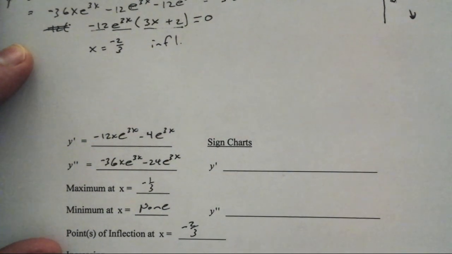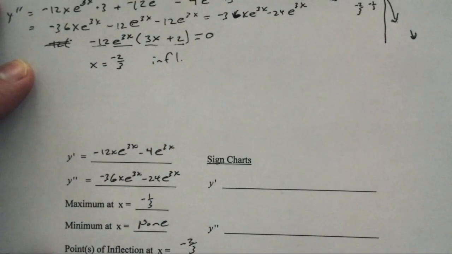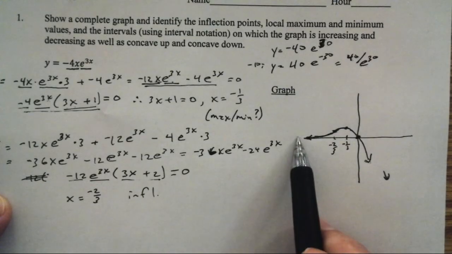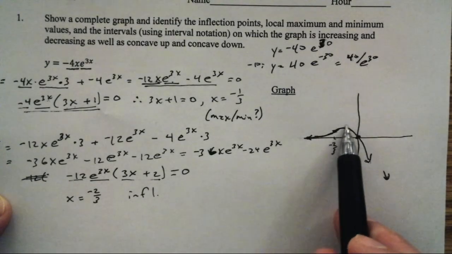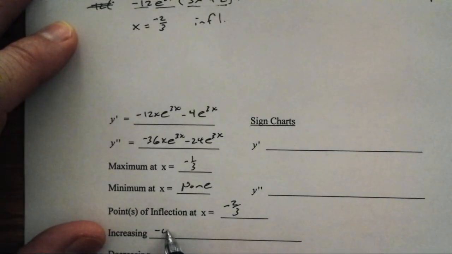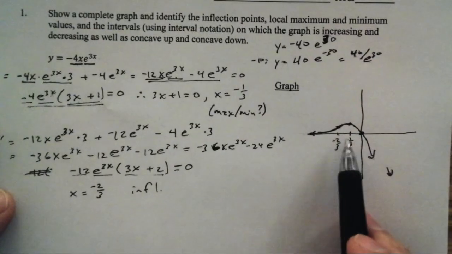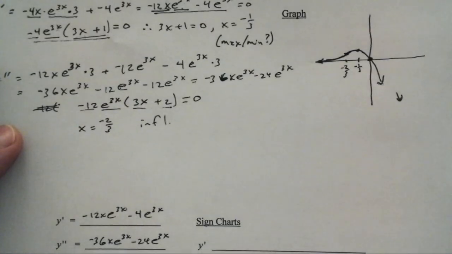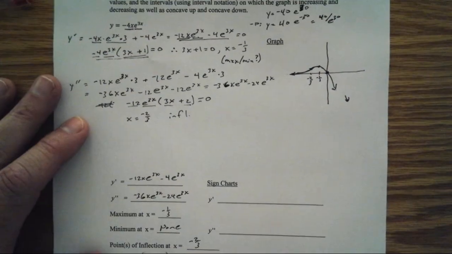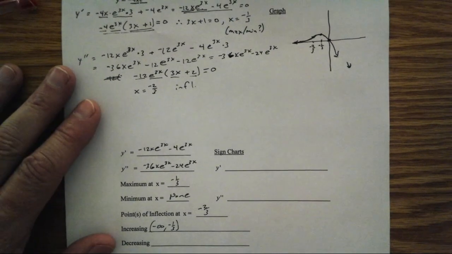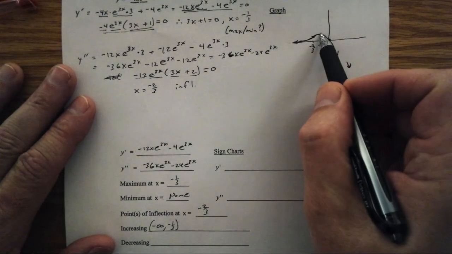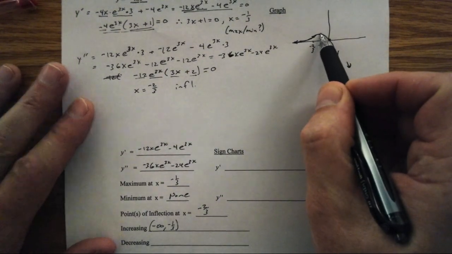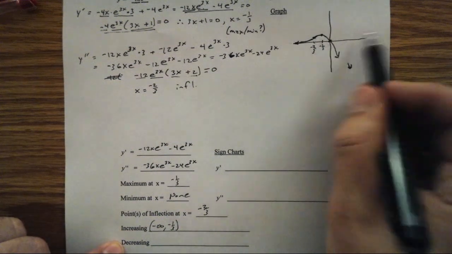When is the function increasing? The function's increasing as it's going up from negative infinity to negative 1/3. It's not increasing at negative 1/3. Let's get everything into focus here. Can we do that? Okay. So it's not increasing at negative 1/3, but it's increasing until we get there. It's decreasing from negative 1/3 on.